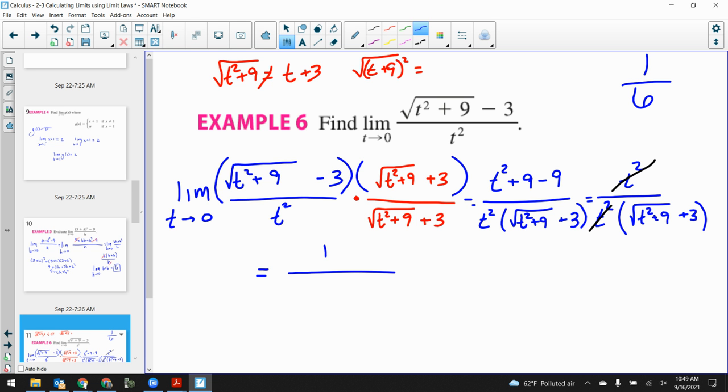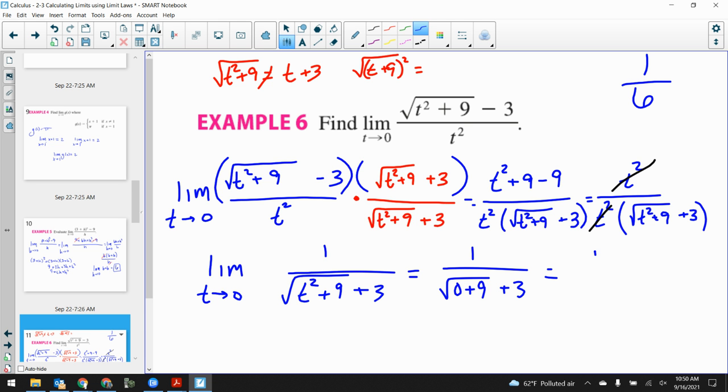This is going to be a 1 over t squared plus 9 inside the square root plus 3. And look, because I'm lazy, I forgot to write the limit as t goes to 0 of all of those things in the top step. Now can I plug in 0? Yes. Now I can say 1 over the square root of 0 plus 9 plus 3, which the square root of 9 is 3, plus 3 is 6. That's how it's 1/6.